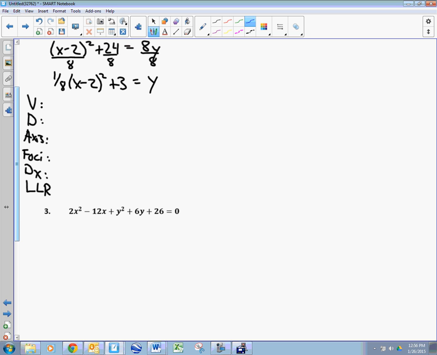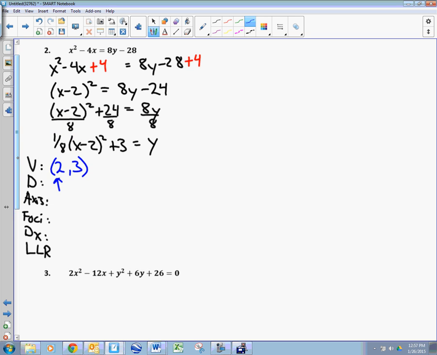Is this open up and down or left and right? Up and down. Which one is it going to be, up or down? Up because it's positive, so the direction will be up. And the vertex is 2, 3. It's whatever makes it 0. Okay? So, describe the rest after you plot it. So, let's start to generate this graph. It looks like a 5 by 5 graph should be sufficient in this scenario.